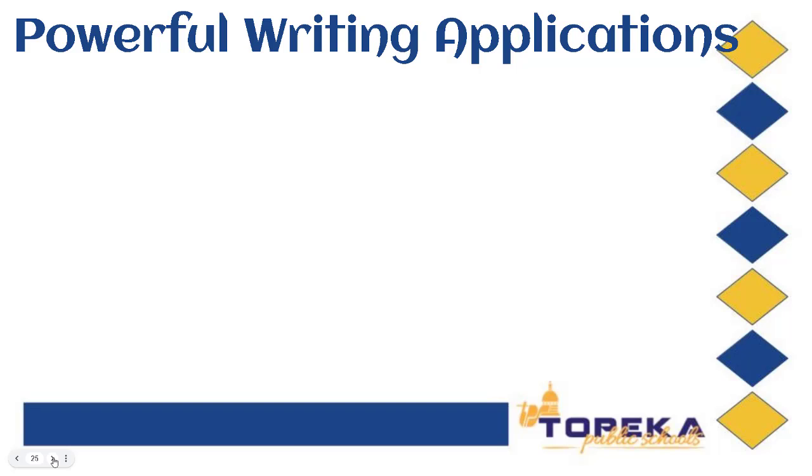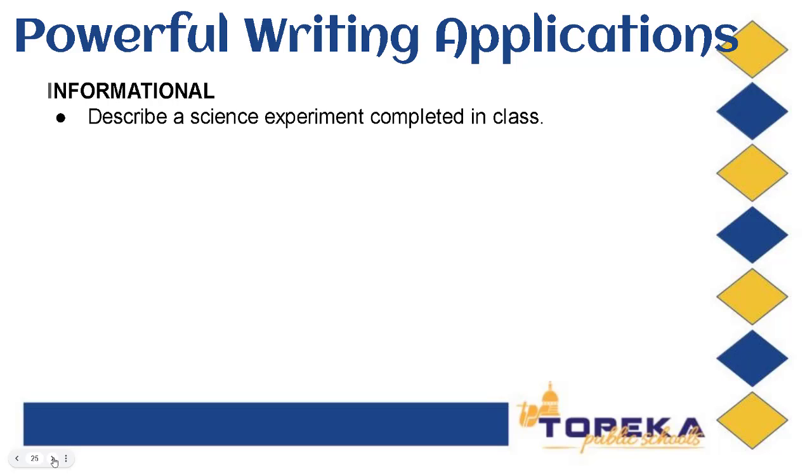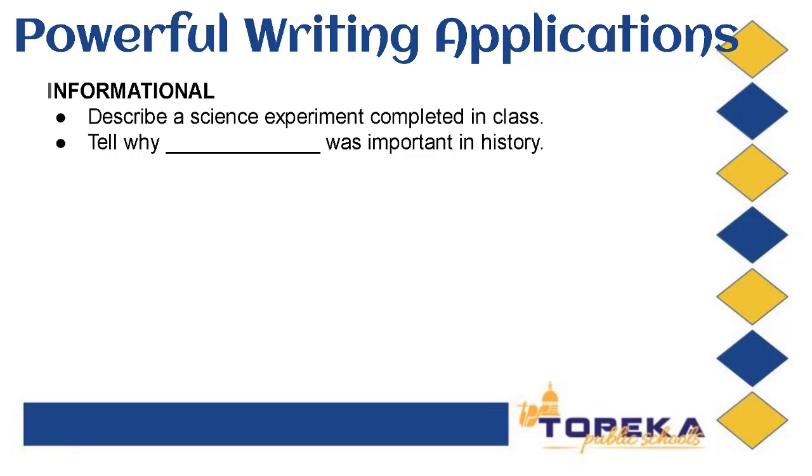So, how would you use powerful writing within the classroom? Let's take a moment to examine some ideas. So, first of all, we can use powerful writing with informational writing. Describing a science experiment completed in class, using a powerful writing tree to describe that experiment. Tell why George Washington was important in history, or tell why women were important in history.